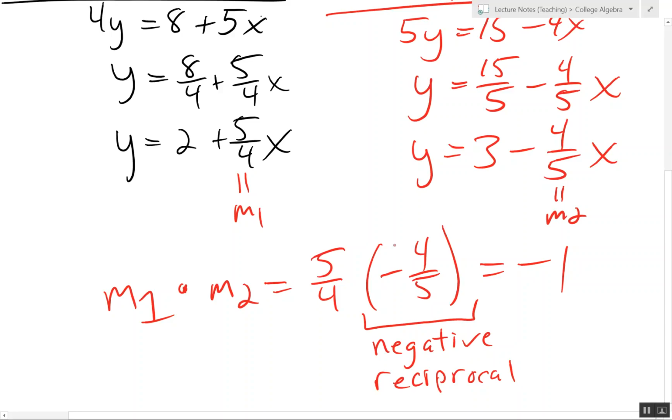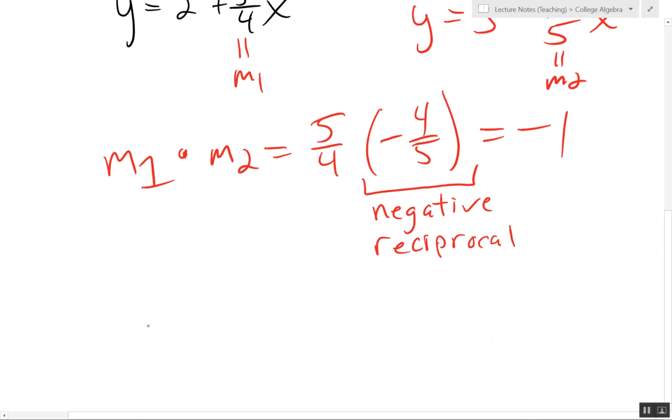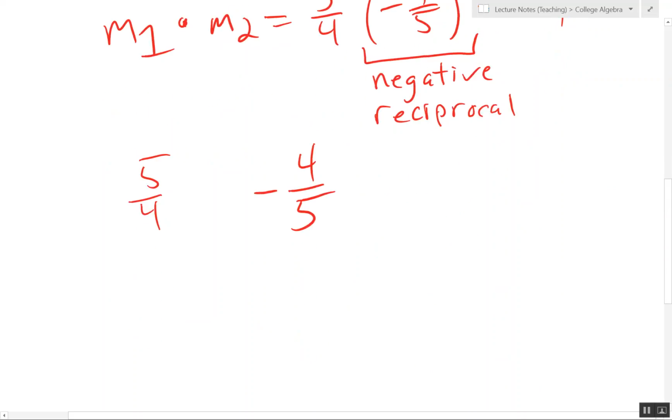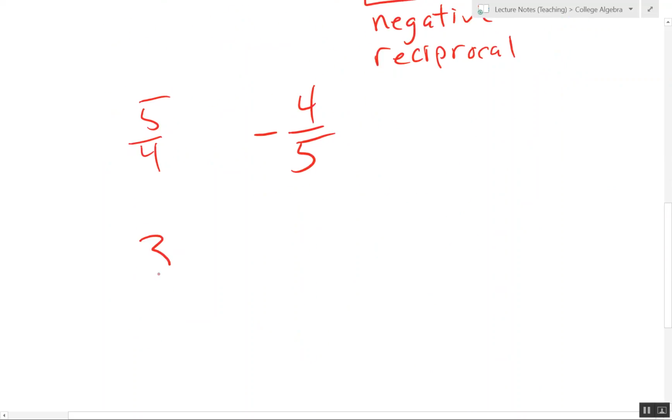So the 5 and the 4 flip places here. So let's start with 5/4. To find its negative reciprocal, you just flip it over and you change the sign. And the only thing you have to remember is if you have an integer, like 3, its negative reciprocal is, well, this is always thought of as 3 over 1, so this will be 1/3, and put a negative sign in it. So that's all you need to know about figuring out whether two lines are perpendicular or not. So next we're going to find perpendicular lines given some certain information.